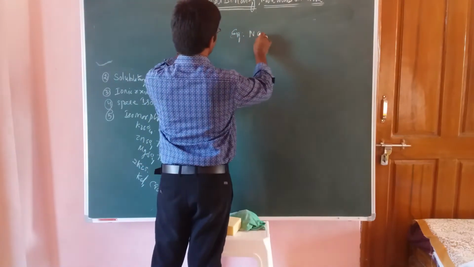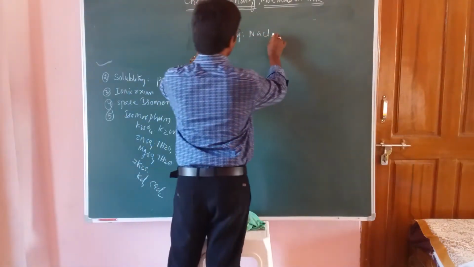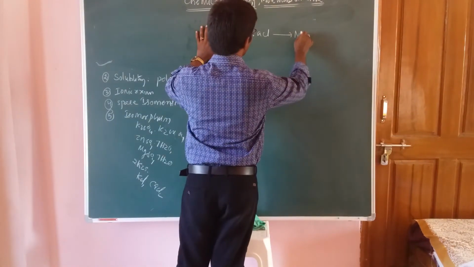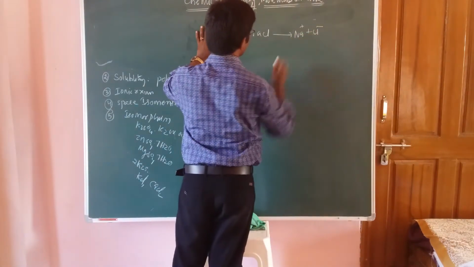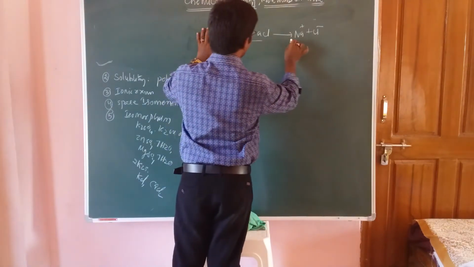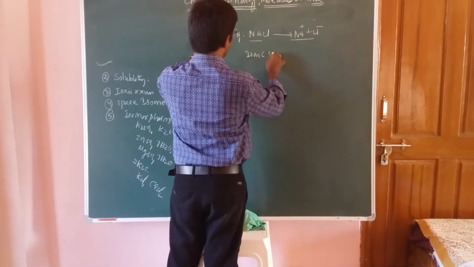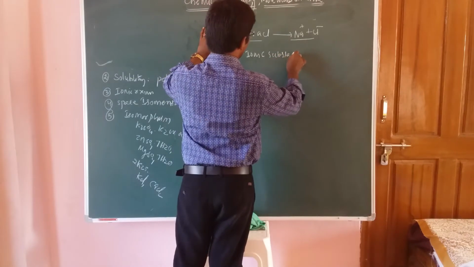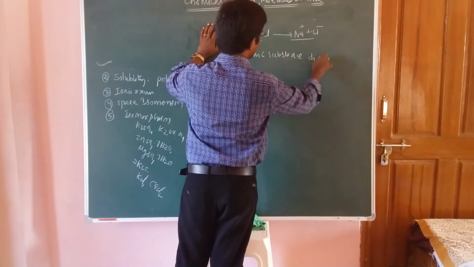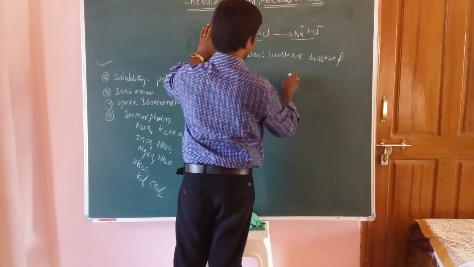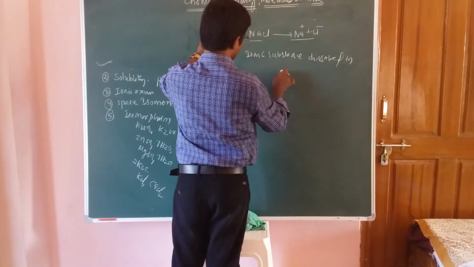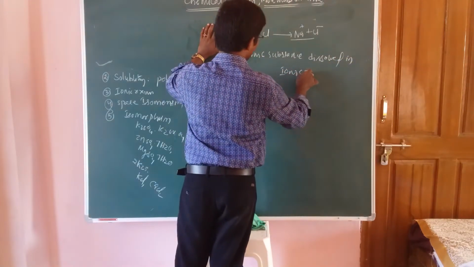Okay students, here this one is the NaCl compound. NaCl is easily dissociated into Na+ and Cl-. So that means ionic compounds are always... ionic substances dissolved in the ionic solvent.